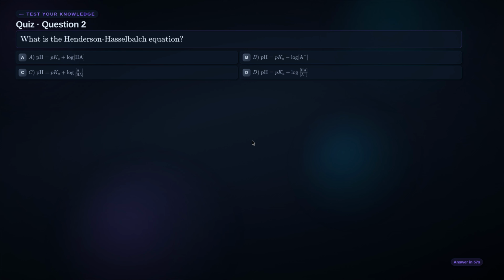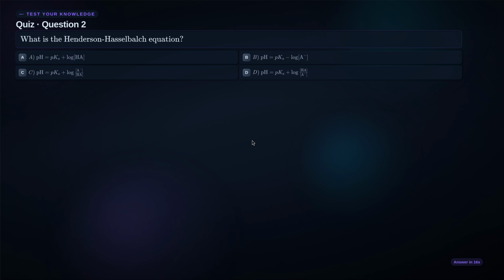Quiz question 2. Which is the Henderson-Hasselbalch equation? Option A, pH equals pKa plus log of HA. Option B, pH equals pKa minus log of A minus. Option C, pH equals pKa plus log of A minus over HA. Option D, pH equals pKa plus log of HA over A minus. Think about the derivation from Ka.